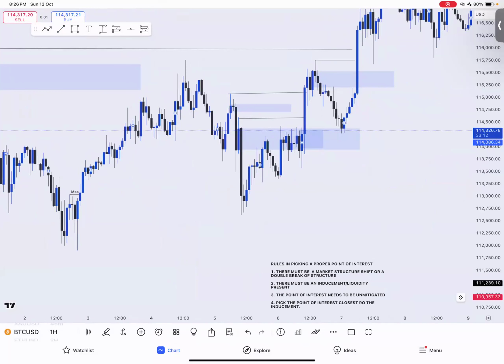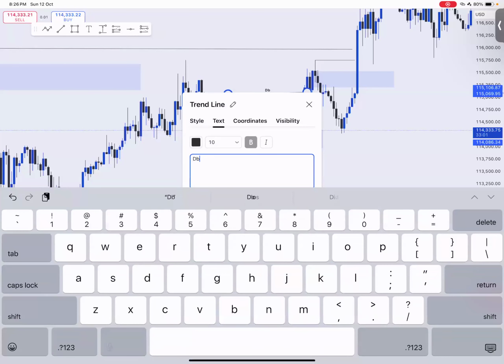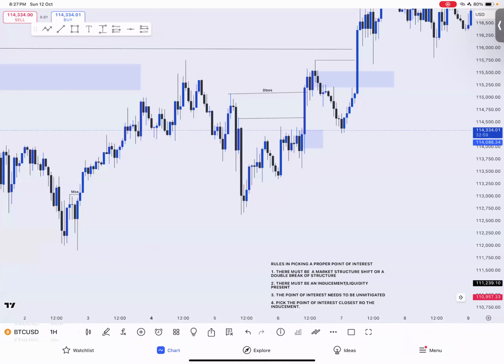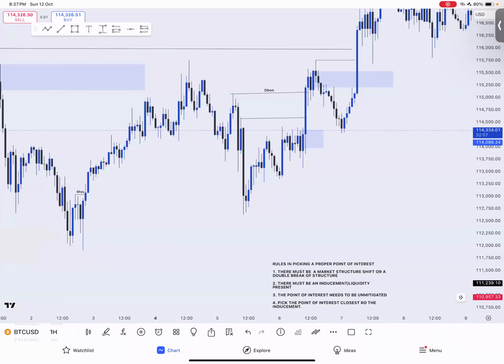Now, in this scenario here, we're talking about the break of structure part. When the market took this high out, and then this high and this high, we got what we call a double break of structure. So that is the first rule in picking a point of interest.